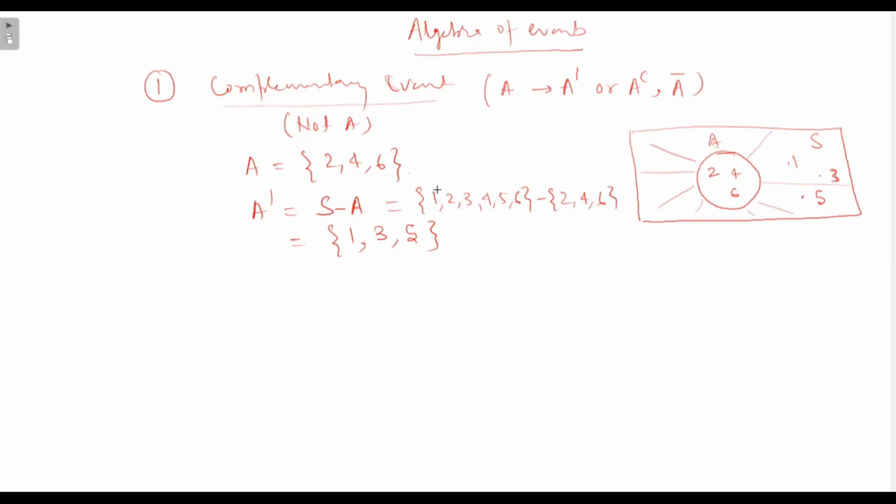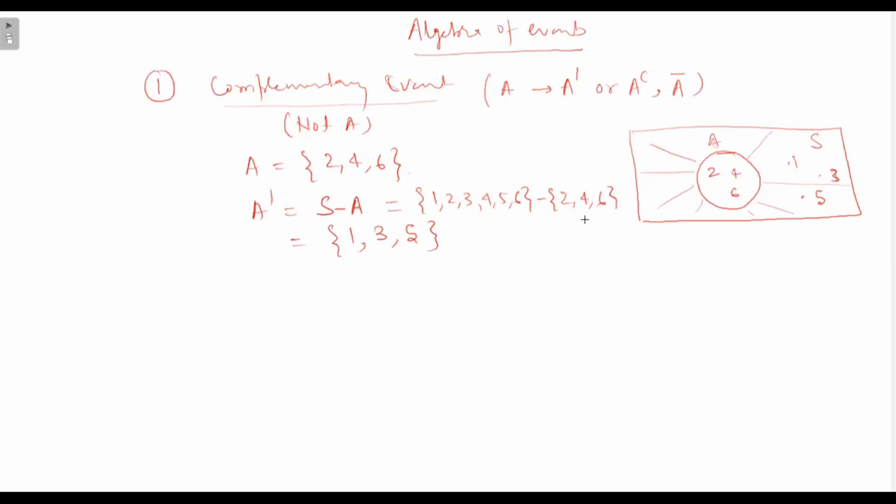So I'm checking 1: is 1 in A? No, it's not there, so I can write it out. Then 2 is there, so I will not write. 3, I'll check, it is not there, so I can write it down. 4 is there, so I'll not write. 5 isn't there, I will write. 6 is there, I will not write.